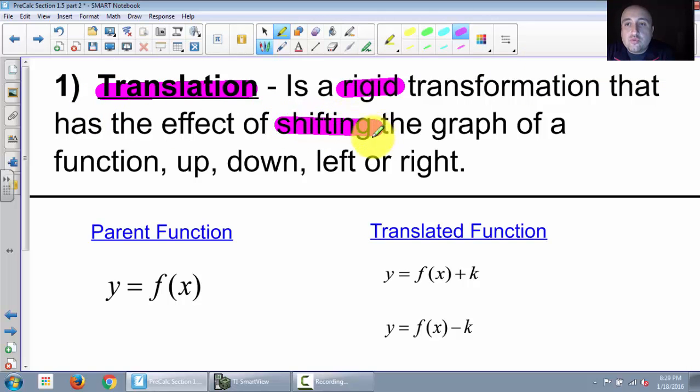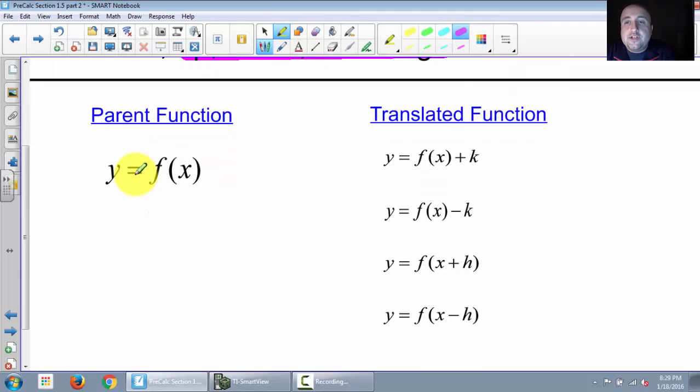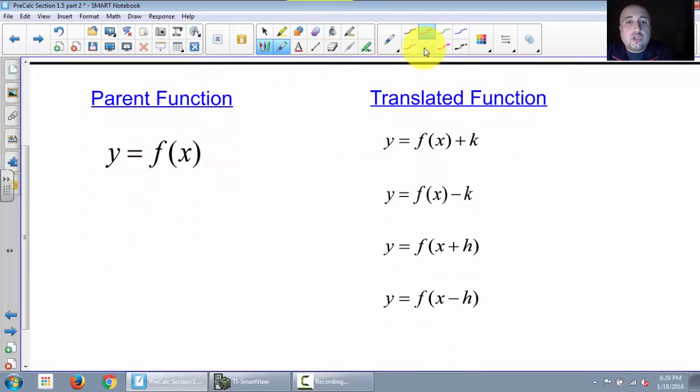I'm going to highlight the important words. It shifts the graph of a function up, down, left, or right. So a translation is going to move it up, down, left, or right. So there are our four types. Here is the general form of what we're going to look at. y equals f of x. Let's just say we have y equals x squared. There's our equation.